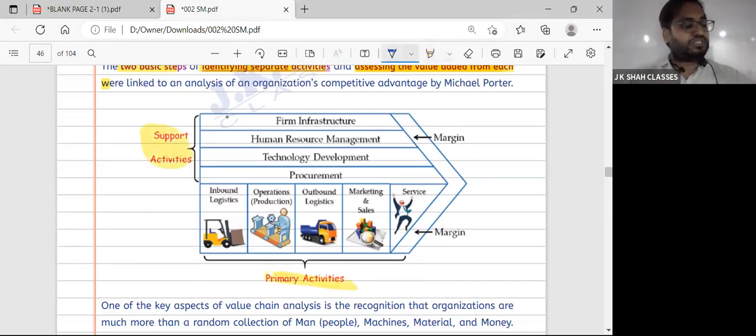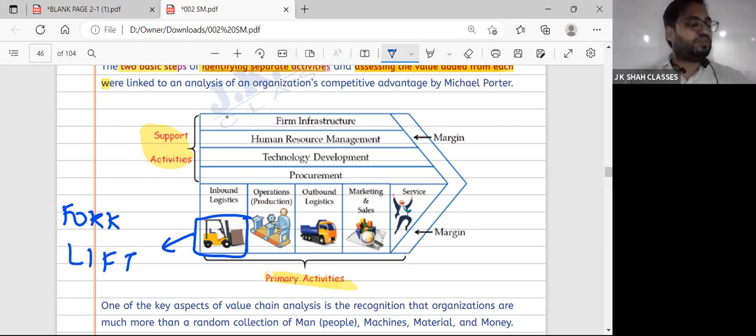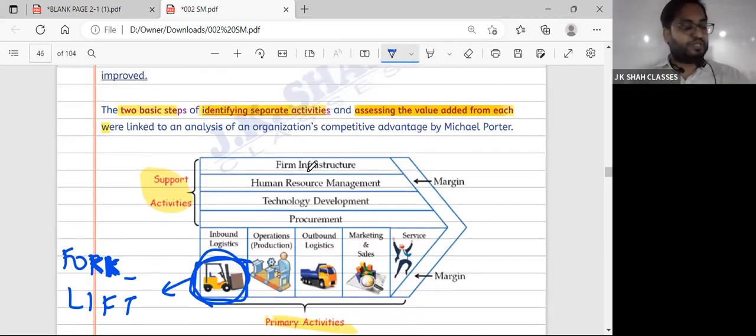What you do, there is one diagram here, inbound logistics. Just next to it, please write forklift. You know what is forklift? It is used in warehouse for loading and unloading purposes. This has some use in chapter 6. So when we will study chapter 6, I will make a reference of forklift. It is used for loading, unloading purposes. It is one of the material handling equipment. Forklift. It is one word, but I don't have space.